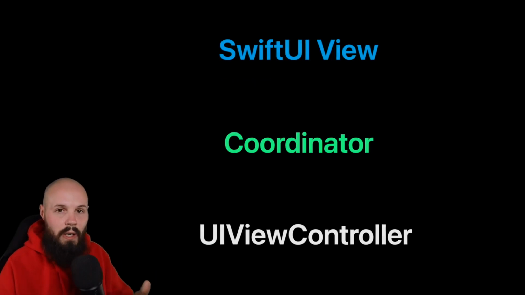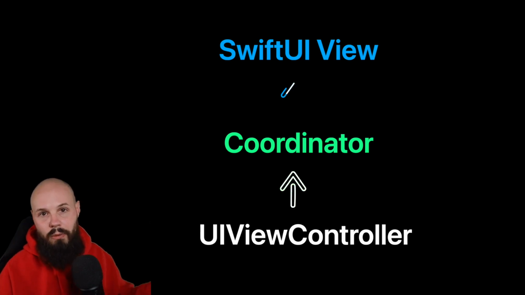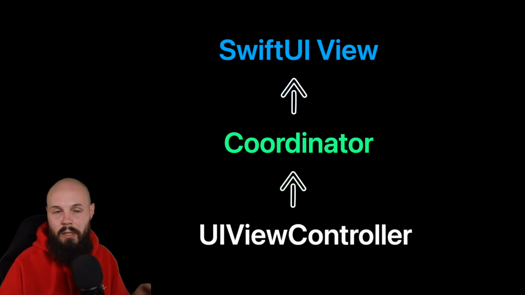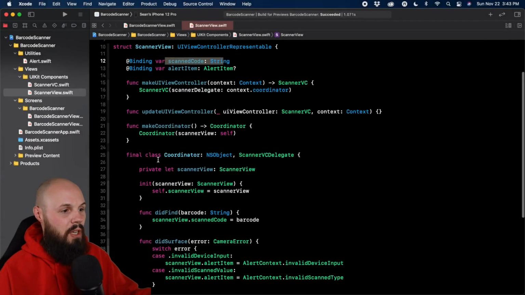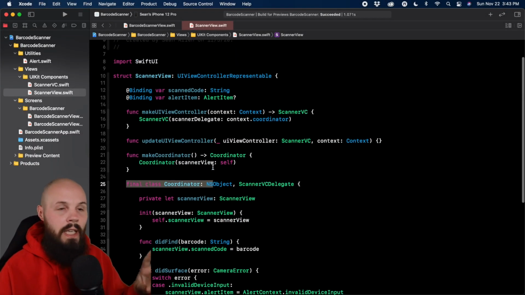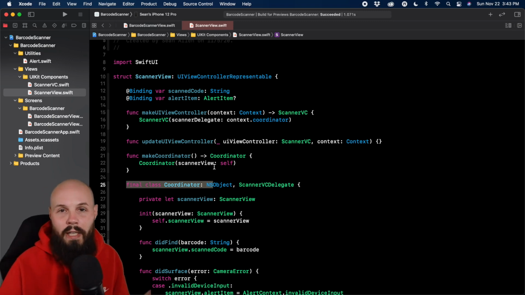So again, just to narrow in on coordinators, think of it as the middleman in between UIKit and SwiftUI. UIKit communicates with the coordinator, which communicates with SwiftUI. And if you're still unsure how to set all this up with the final class coordinator, go back and rewatch that section of the course. There's no shame in going back and rewatching certain sections or rebuilding certain apps. Repetition is the key. You don't just watch a video once and then you know it. No shame in going back and repeating things.